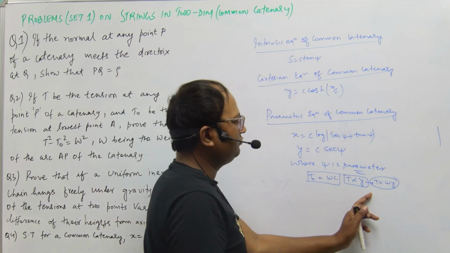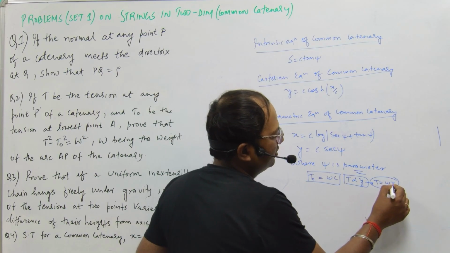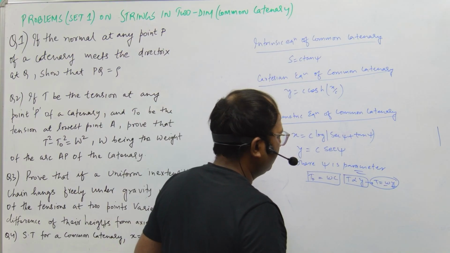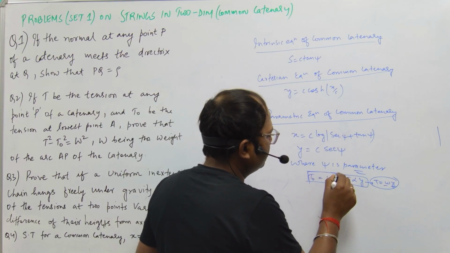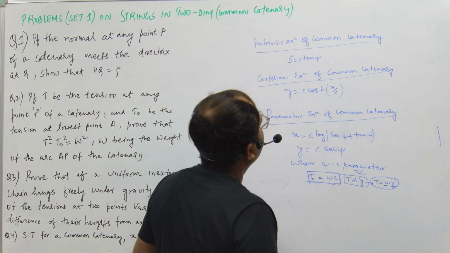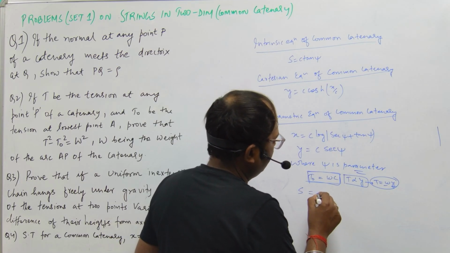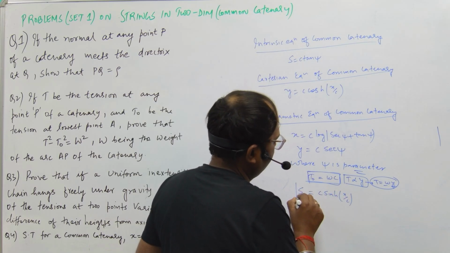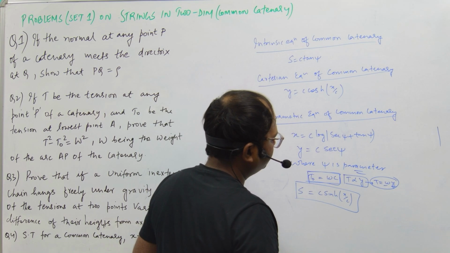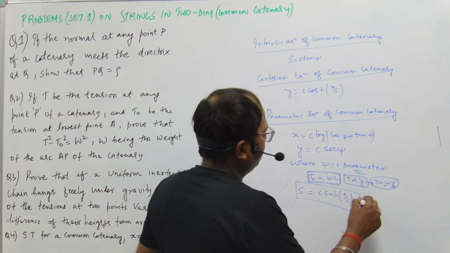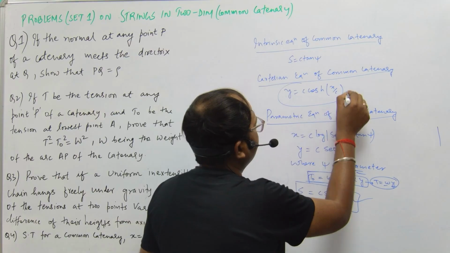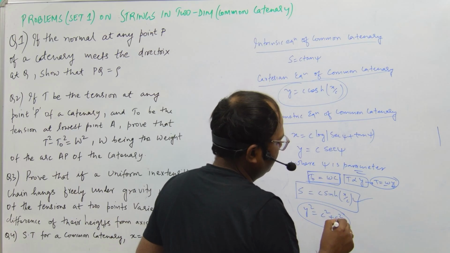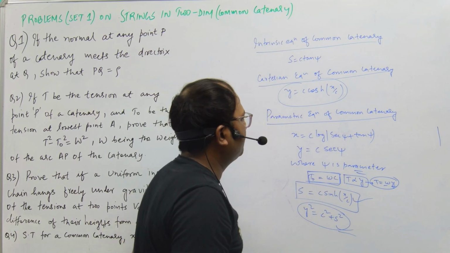This means T is equal to small w into y, the weight per unit length into the ordinate. This is tension is equal to wy. Okay, and tension at the bottommost point is T0 is equal to wc. Also we have seen s is equal to c sinh(x/c), and using this particular expression and this particular expression, we have y square is equal to c square plus s square. So this all we have revised in the previous set of lectures.